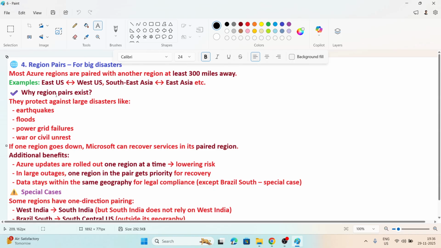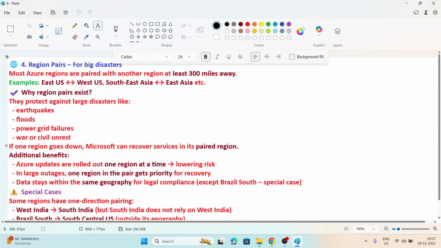And why do region pairs exist? Because they protect against large natural disasters like earthquakes, floods, power grid failures, war, or civil unrest. If one region goes down, Microsoft can recover services in its paired region. If we have stored our services in one region, Microsoft automatically stores the backup in the other region. And there are additional benefits as Azure updates are rolled out one region at a time. So if there is any update going on in one region, then the data is safe on the other.